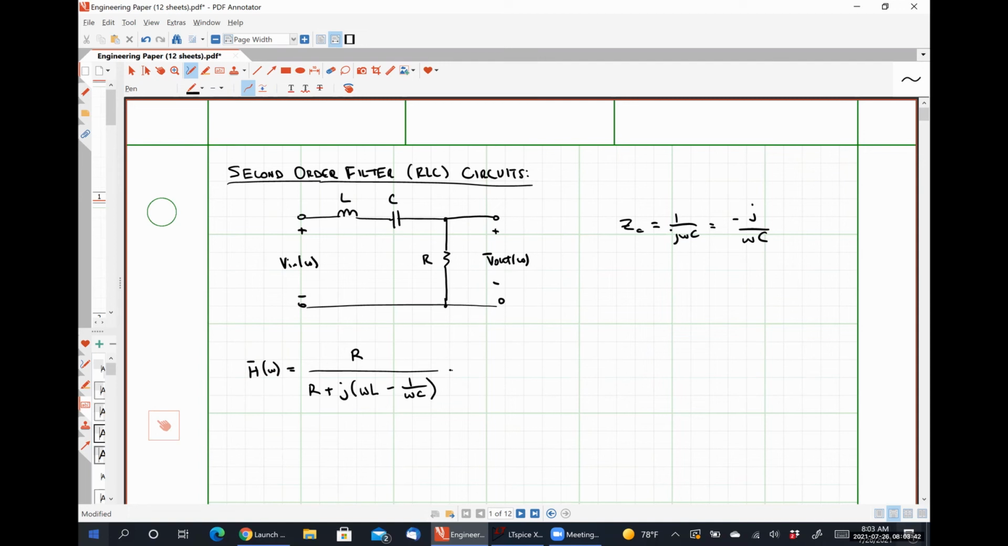So what I'm going to do now is multiply this by omega C over omega C, and that is going to give me omega RC divided by omega RC plus j times omega squared LC minus 1. So that is my simplified version of the transfer function.